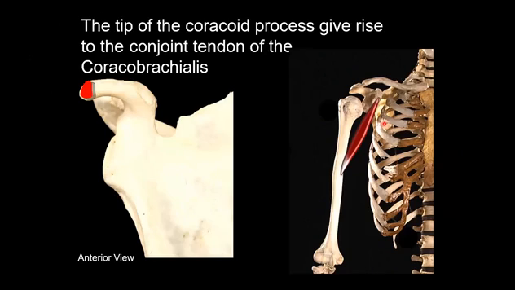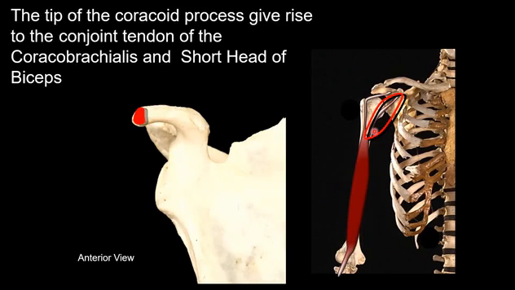The short head of the biceps has a joint tendon together with the coracobrachialis, all arising from the coracoid process, and that is why it is called coracobrachialis. When we talk about brachium, we're talking about the arm. Anything brachium, we're talking about the arm. So from the coracoid to the arm, that's the meaning of coracobrachialis.